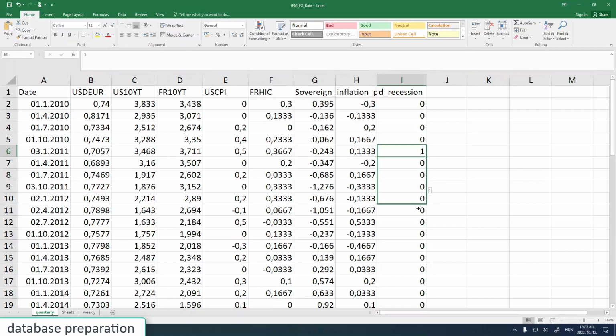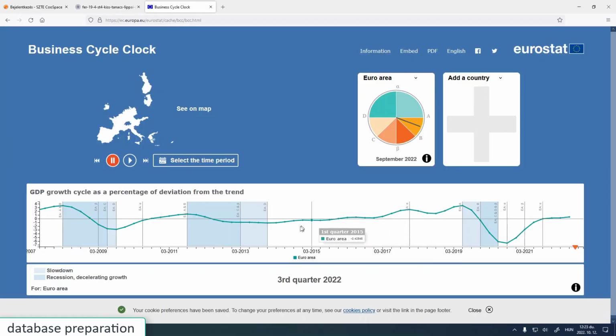Until the first quarter of 13. Yep. And the next thing will be just the last quarter of 2019. So the Eurozone was already in a close to recession form even before COVID. Just after that it was accelerated a bit.